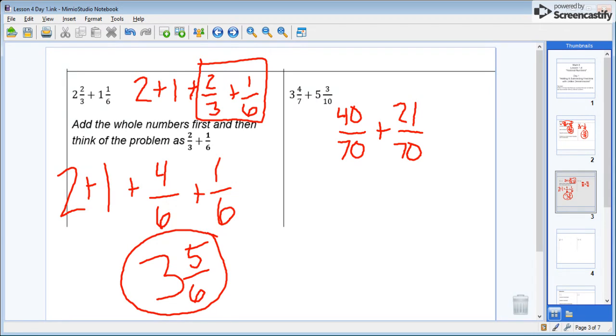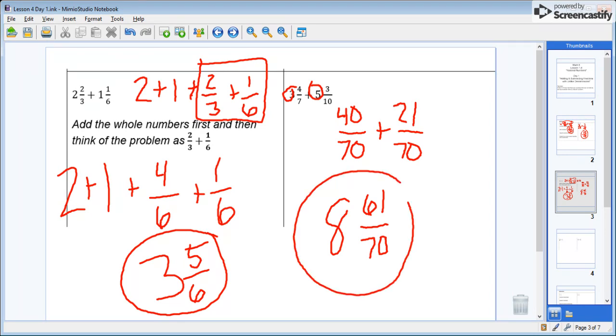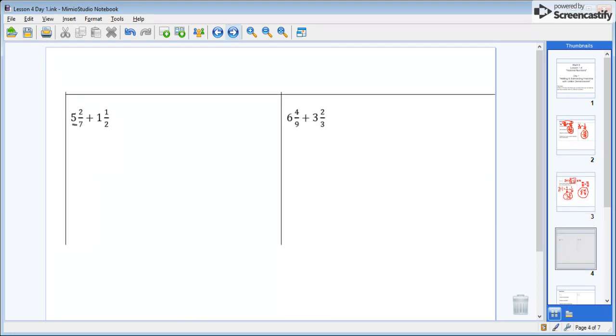I'm going to add my numerators together, and I have 61 over 70. That is in lowest terms. It is proper. And then I also need to add my whole numbers. 3 plus 5 is 8. So I have an answer of 8 and 61/70.